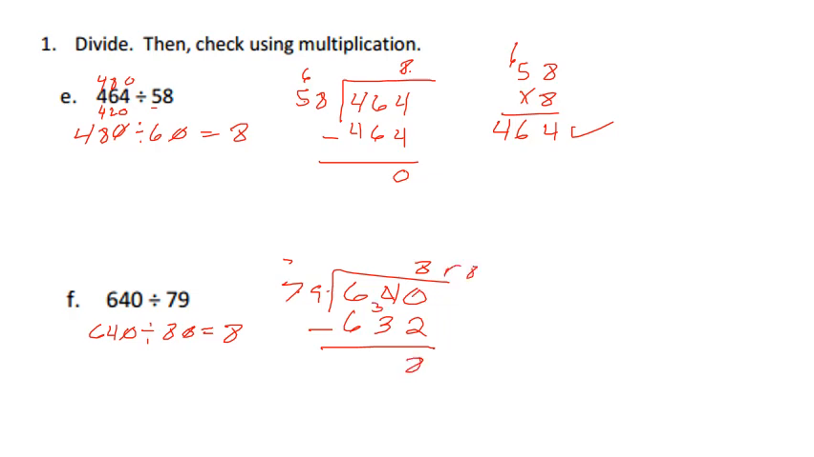So 8 remainder 8. So let's see if it checks. 79 times 8. 8 times 9 would be 72. 8 times 7 is 56, and 7 would be 63. And then we add our 8 in there, and we know it's 640. Our answer checks.